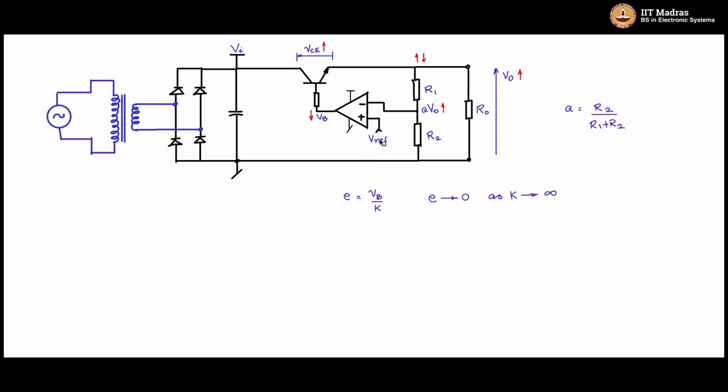Now let us discuss how to get this Vref. How do you get this Vref? A constant fixed voltage reference. So let us see how we do that. There is a very simple circuit for that. We will use a Zener.